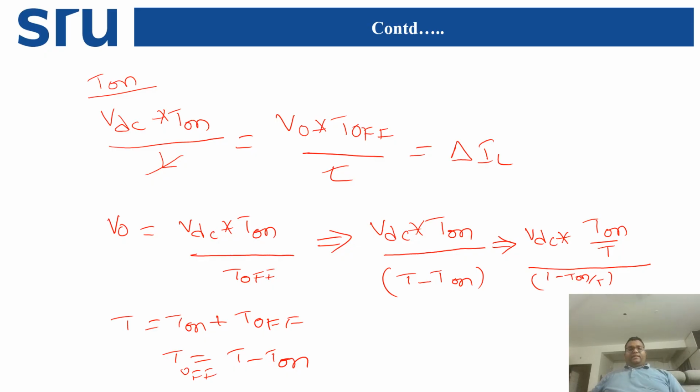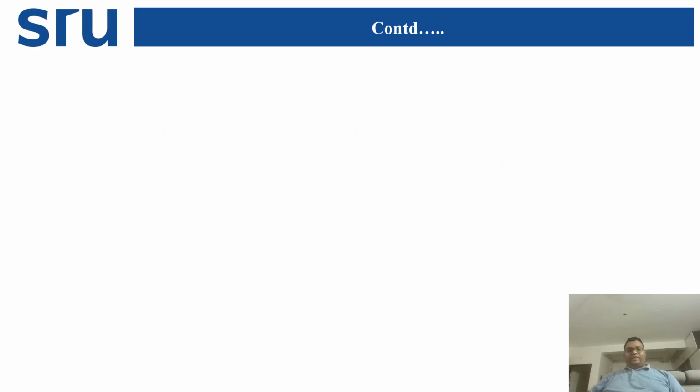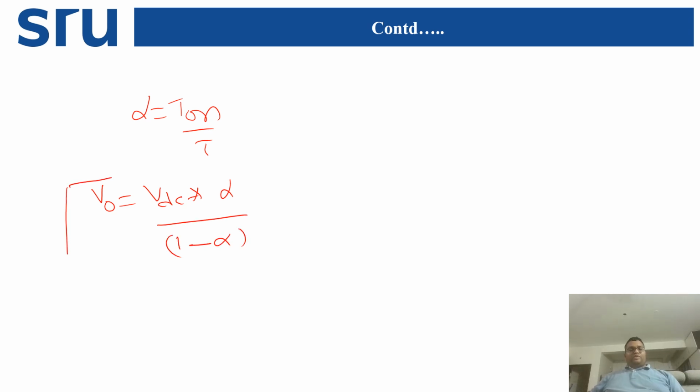As we know, what is the formula for duty cycle alpha? Duty cycle alpha is equal to T on by T. From this, what can we write here? When alpha is equal to T on by T, then V naught is equal to VDC into alpha is divided by 1 minus alpha. This is the buck boost converter output voltage.